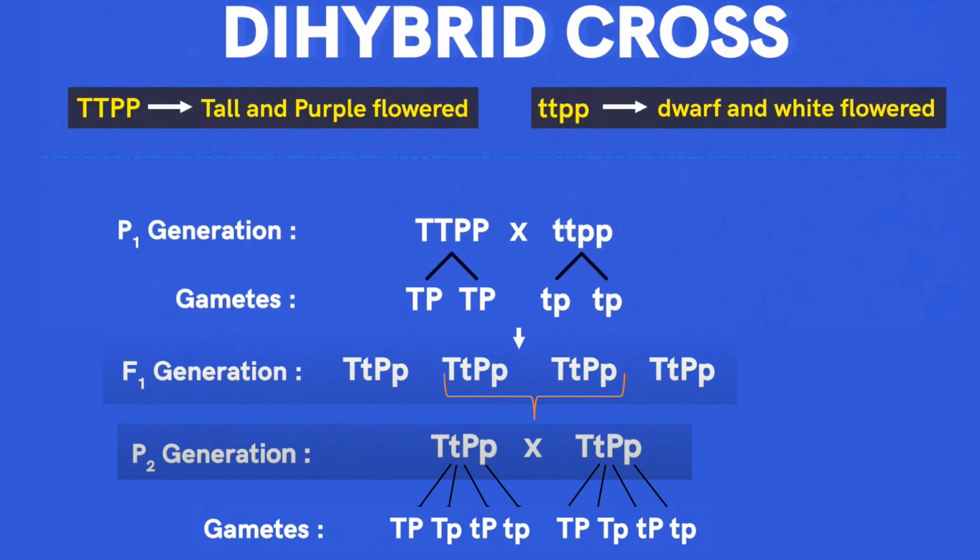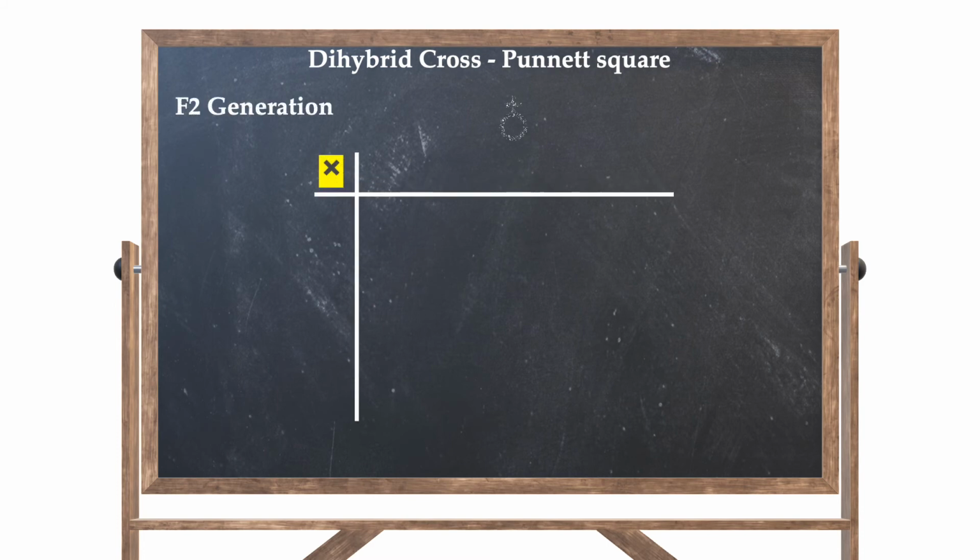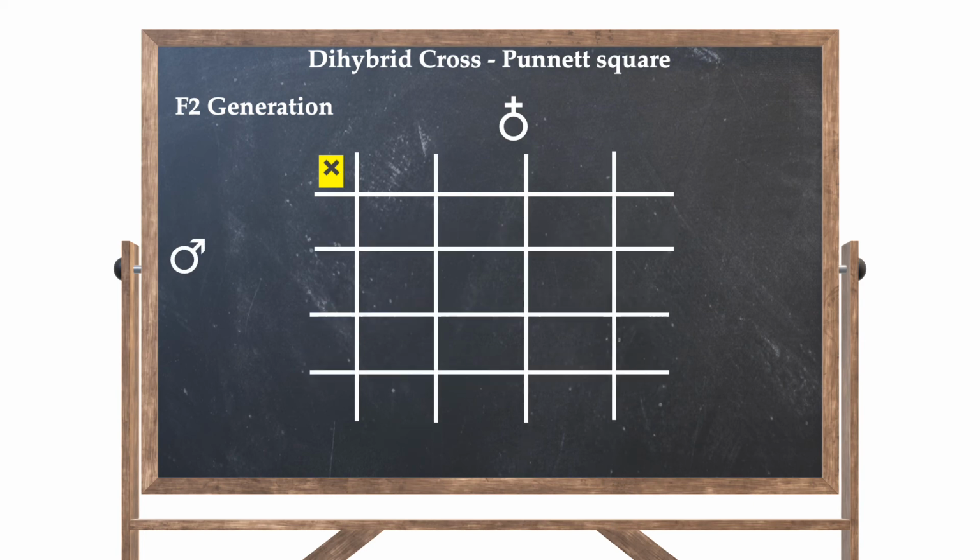Now, on practical notes, the crossing is not as easy as it seems here. Hence, we use the Punnett square method to elaborate the crossing to make it easier to understand. Let us get started with the crosses for obtaining the F2 generation. We write the male and female symbol first, followed by this. Then we write the respective gametes here and here.